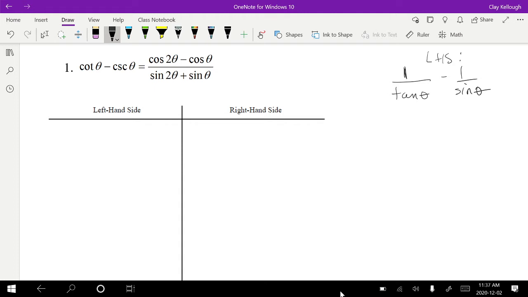So that's my target, and I could even break it down more. Tangent is sine over cos, so this is cosine over sine. So this is actually my goal. I'm going to take the right-hand side, which is definitely the more complicated side, and I hope to get to here. So that's my goal. All right, any thoughts? Any ideas?